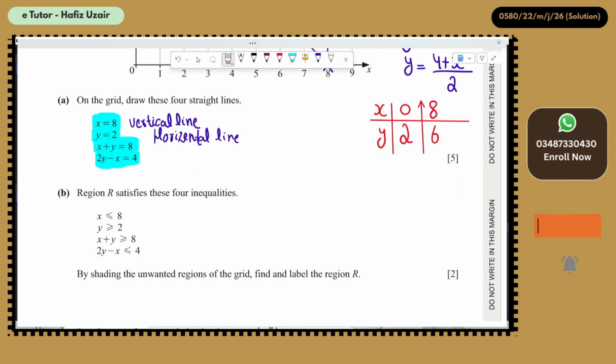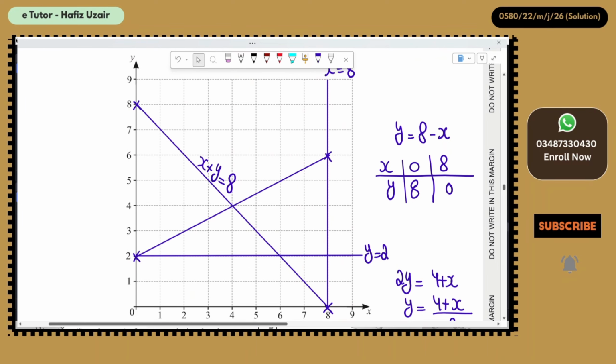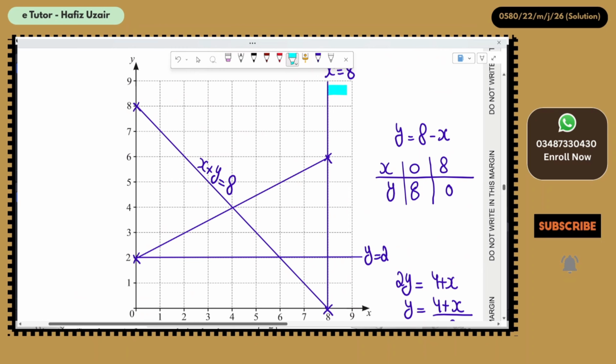Okay, let's move to B part of this question. Region R satisfies these four inequalities. So by shading the unwanted region of the grid, first of all you need to shade the unwanted region and then label the region R. Now x is less than or equal to 8, so that means our line is vertical, so we need the area on the left side and the unwanted region is on the right side.